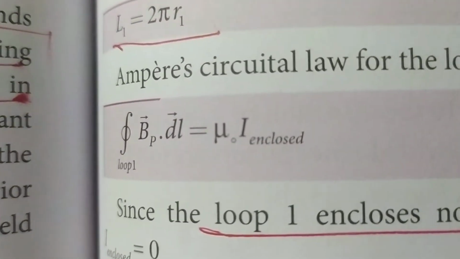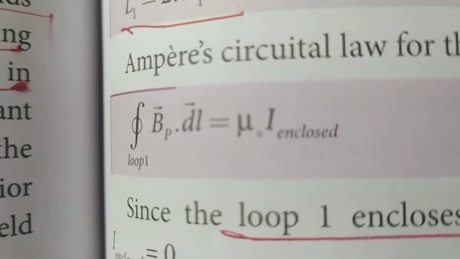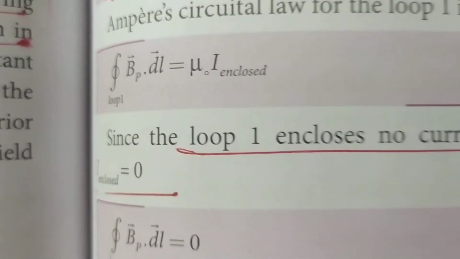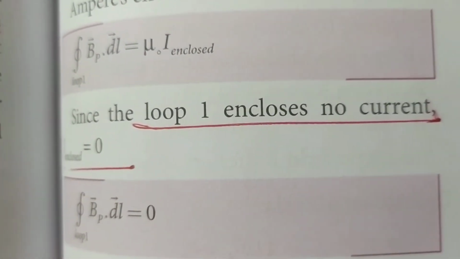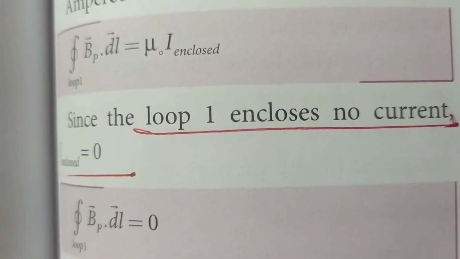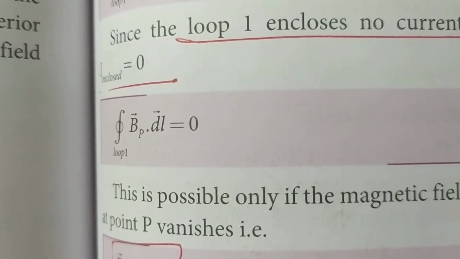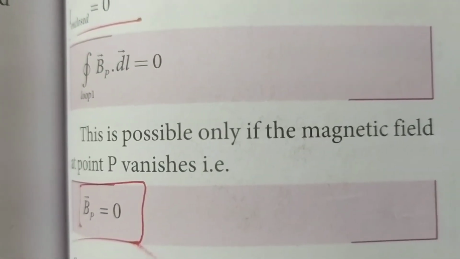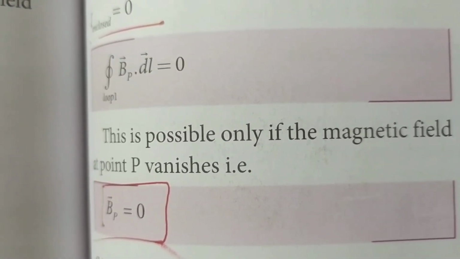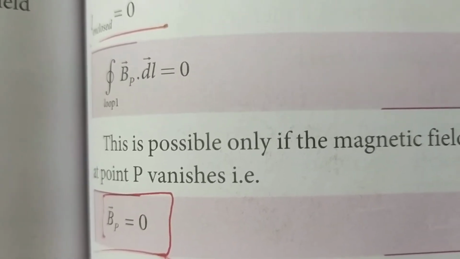And what is Ampere's circuital law? The integral over loop 1 of Bp vector dot dl vector is equal to mu naught I enclosed. Here this loop encloses no current, because inside the toroid there is no current, so the current becomes 0. So the right hand side of this equation becomes 0. This is possible only when the magnetic field at the point P vanishes. So Bp vector becomes 0.